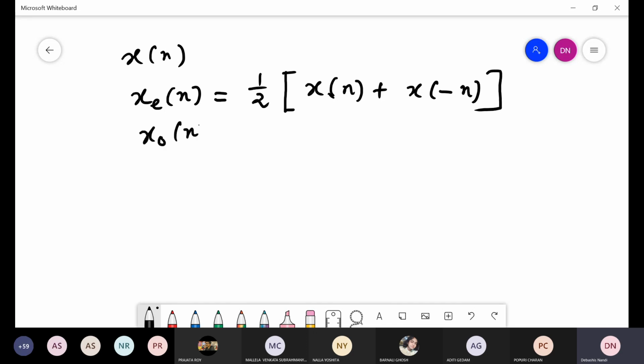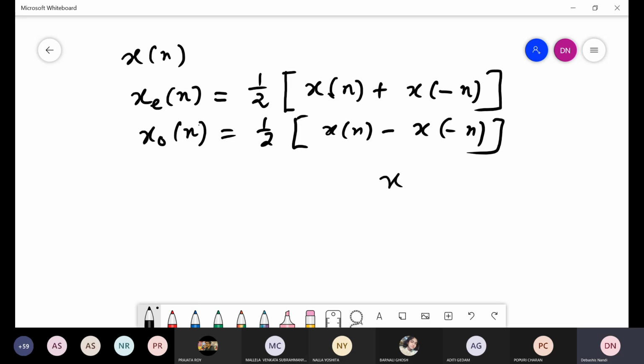Again, xo[n] can be written in this form, half of x[n] minus x[-n]. Here x[-n] is equal to minus x[n]. So if you put minus x[n] here, it will be minus minus plus, then 2x[n] divided by 2 gives you x[n], since you are putting this condition in this case. Okay. Similarly for the even function also. Now if you add these two, what do you get? xe[n] plus xo[n].